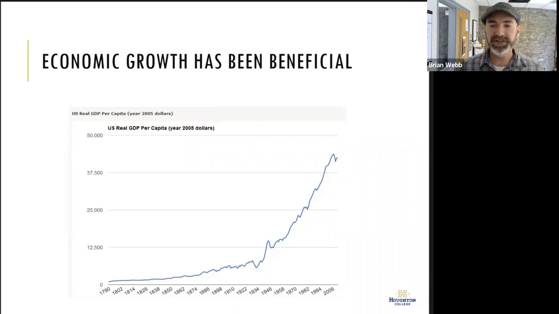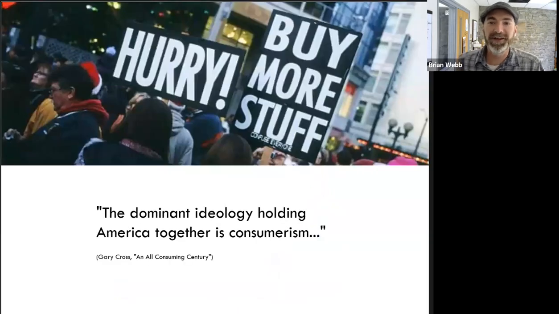But that leads to this question of what do you do when you have more money? Well, the answer, of course, is we buy more stuff, right? There's a quote from historian Gary Cross here. It says, the dominant ideology holding America together today is consumerism, even more so than our political ideology or our adherence to capitalism or to democracy. It's consumerism that most defines who we are and how we make decisions.